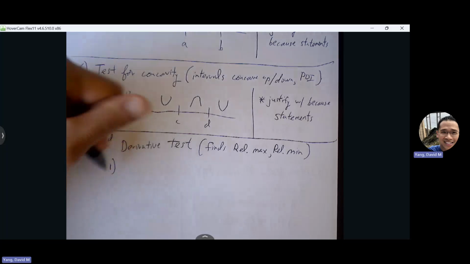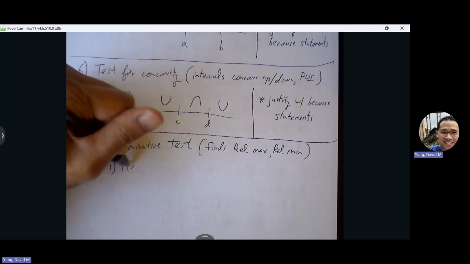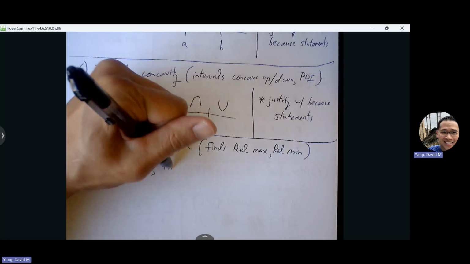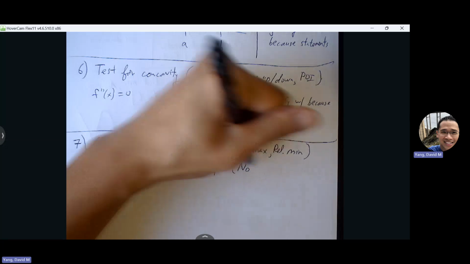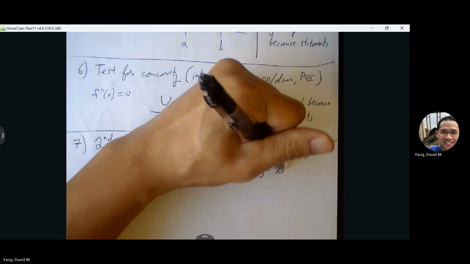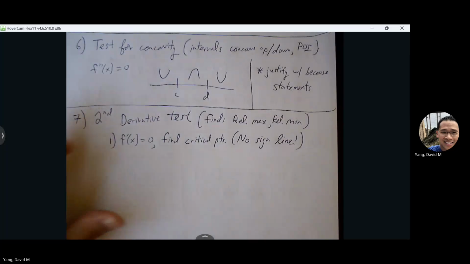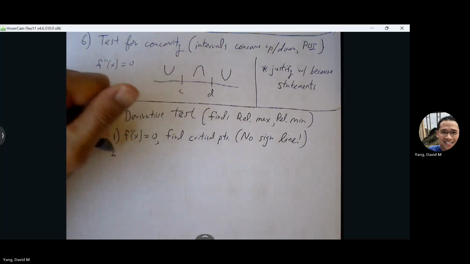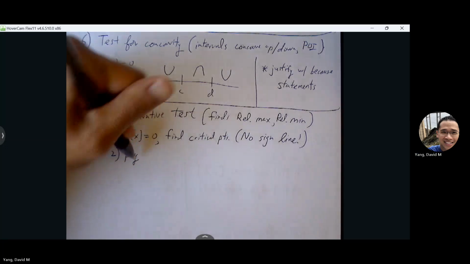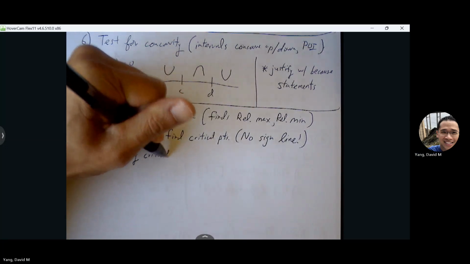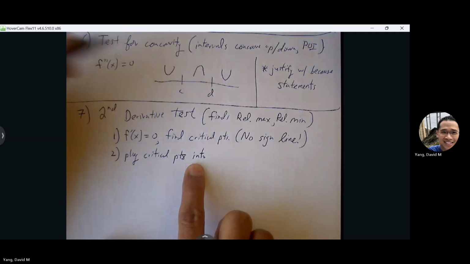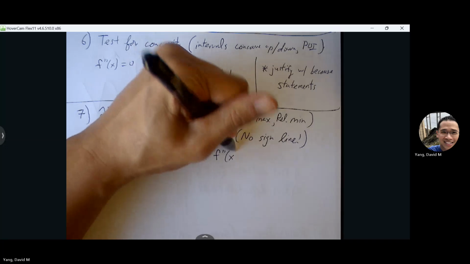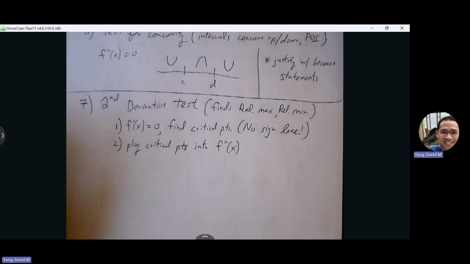So here are the steps. First thing is you're going to set f prime equal to 0, find critical points. Okay, but no sign line. We're not going to do a sign line for this process. Second step, you're going to plug your critical points that you found into the what? Yep, into the second derivative function. And then you're going to use the concavity data to determine if you have a relative max or relative min.